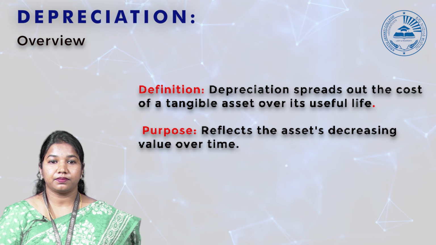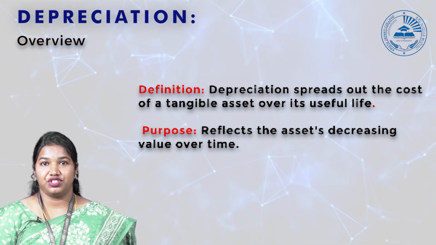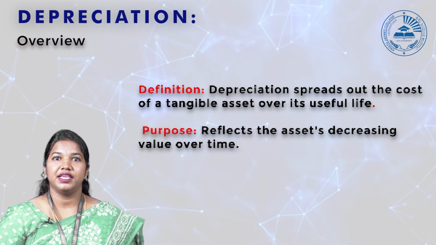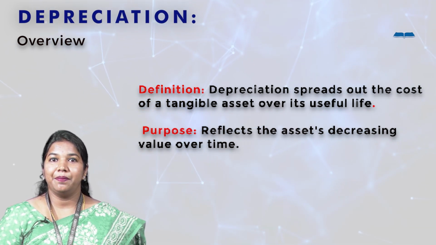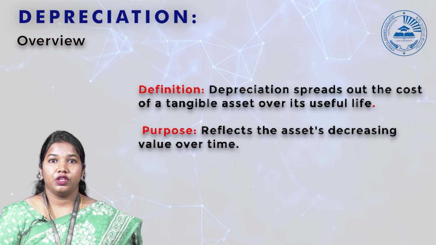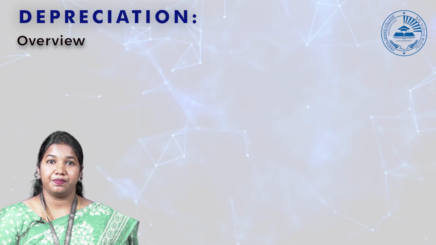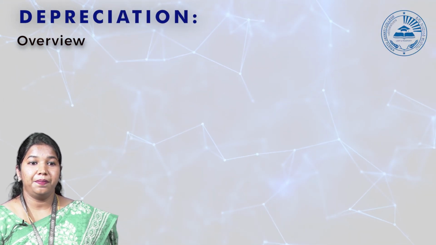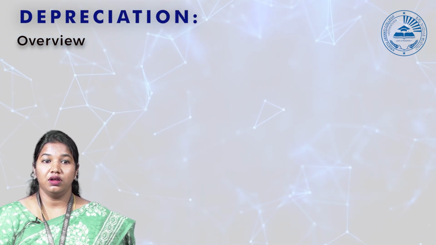What is a tangible asset? Anything that can be seen and touched, visible to you. When you are owning a bakery, you can see the oven, the visible machinery or equipment that helps you mix all the ingredients. The value of that particular machinery keeps going down, it becomes outdated. So the purpose of depreciation is that it reflects the asset's decreasing value over time.